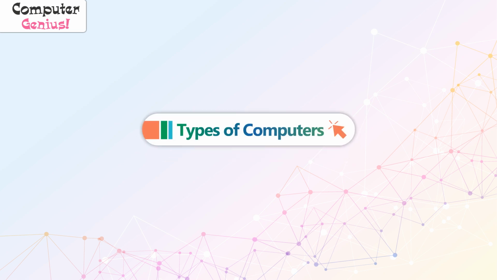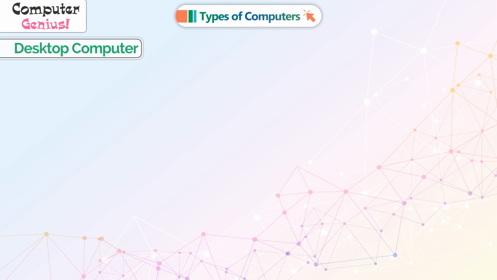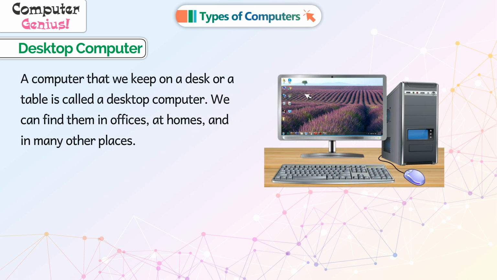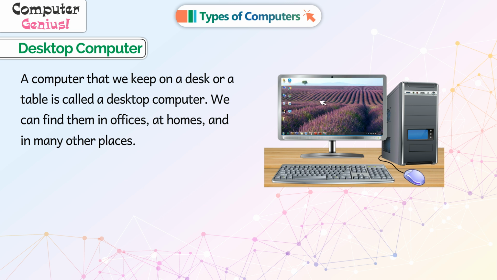Types of computers. Computers are available in different types and sizes. Desktop computer. A computer that we keep on a desk or a table is called a desktop computer. We can find them in offices, at homes, and in many other places.